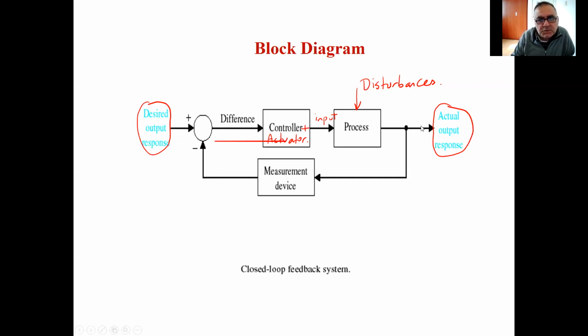This is the forward direction from left to right. And from right to left, you have the measurement device, in which you have the feedback. You are feeding it backwards. That's why we call it a feedback system.